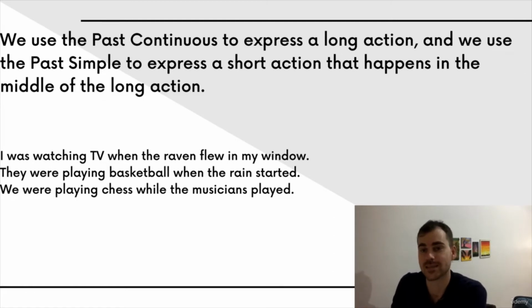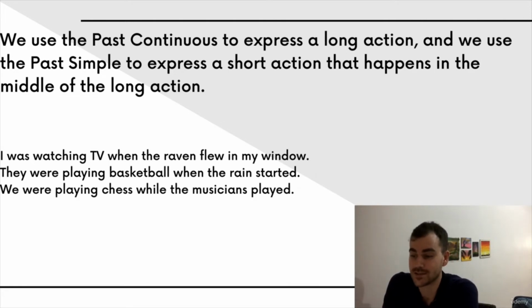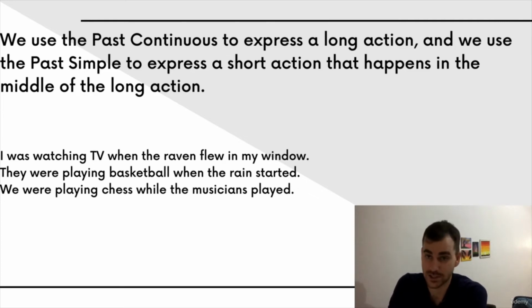We use the past continuous to express a long action, and we use the past simple to express a short action that happens in the middle of the long action. Here are some examples. I was watching TV when the raven flew in my window. Watching TV is the long action, and the raven flying in my window, the raven flew in my window, is a short action that happened in the middle of watching TV.